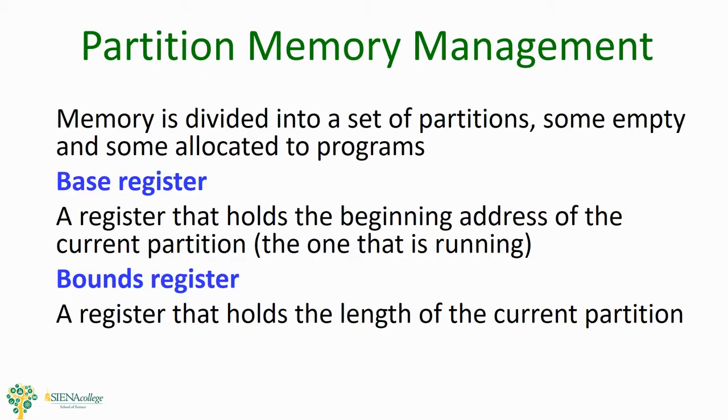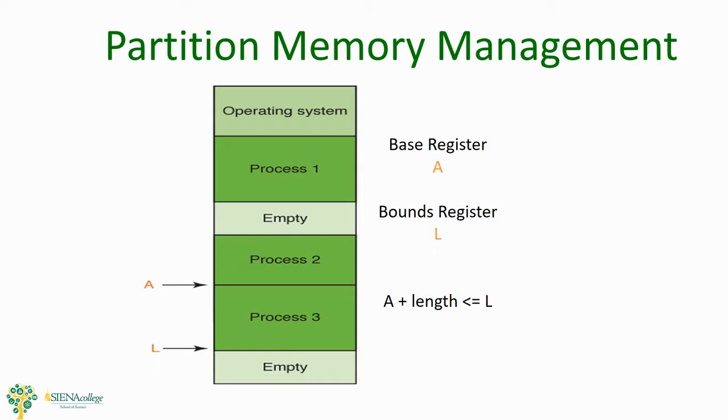At any one time, memory is divided into a set of partitions. Besides the operating system, some will be empty, and some will have programs that are running at one time. Each partition has a base register and a bounds register. In fixed partitions, main memory holds a set number of partitions which programs can be loaded into. Dynamic partitions vary. Let's look at how the base register and the bounds register work.